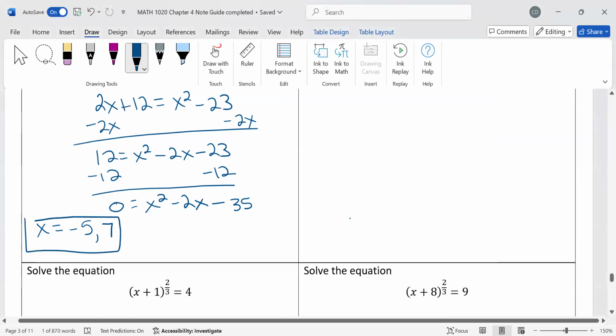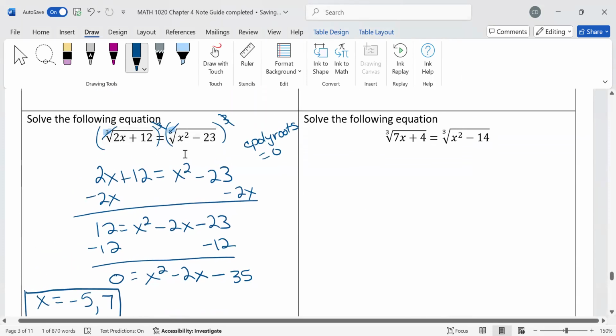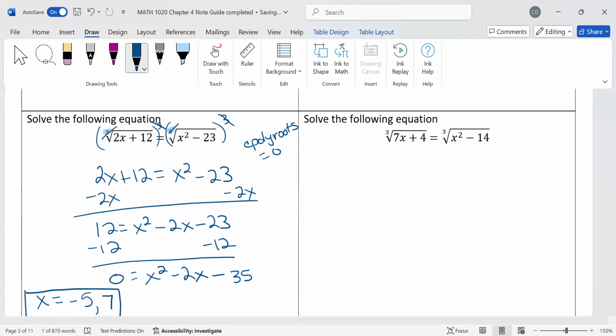If you were to plug them back into the original equations, it's going to make it true. Both of them will make it true, make it equal. All right, so same thing here. We have cube root, so if we put it to the third power, the cube cancels out the cube root, and we're left with what was underneath those radical symbols.